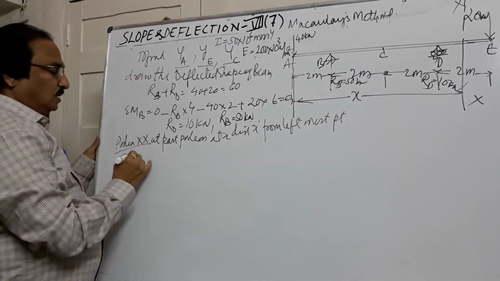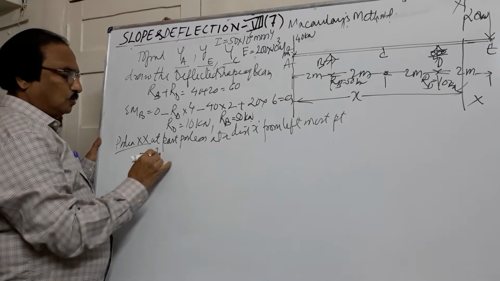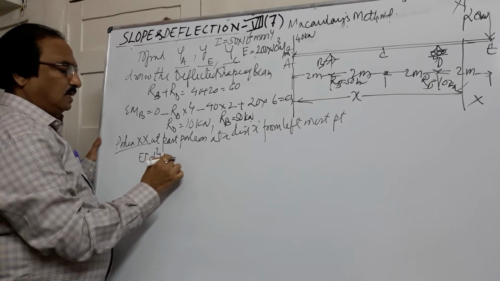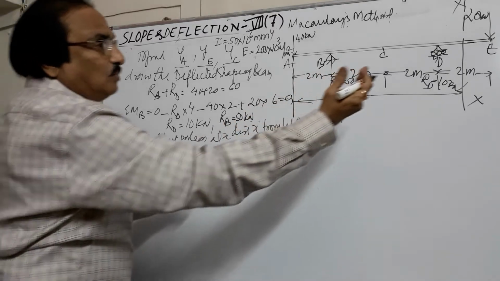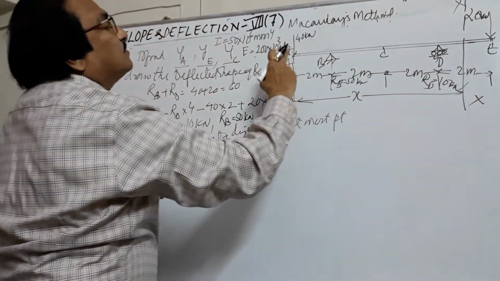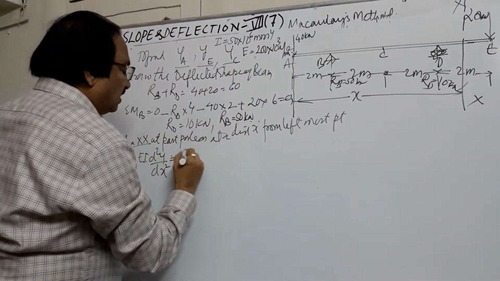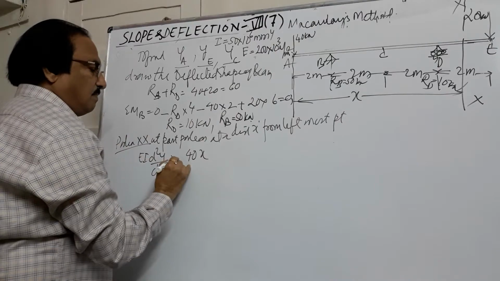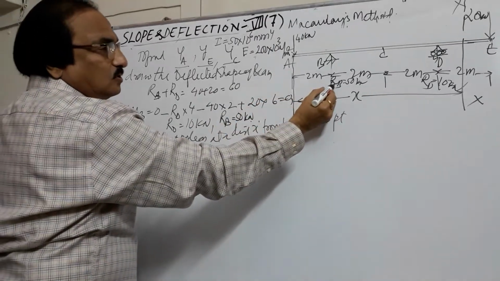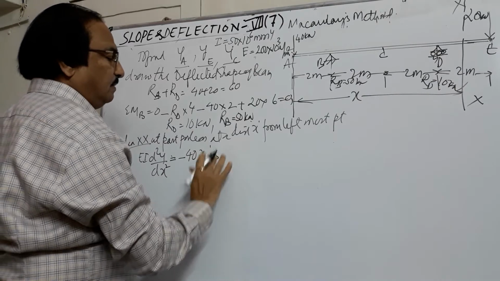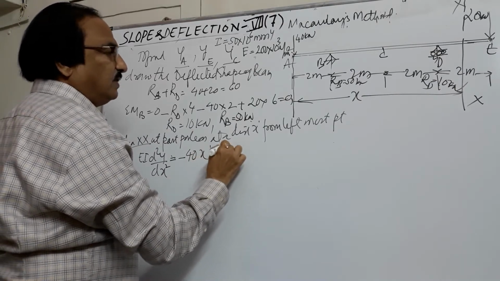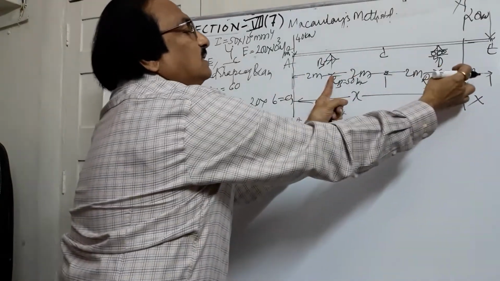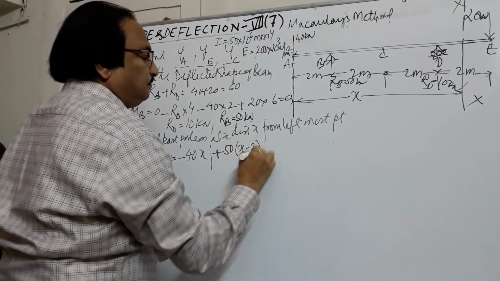Once you do this, you will begin with EI d2y by dx square is equal to, let us write the equation. We are taking moment of all the forces on the left hand side. So let us begin with this 40, and its perpendicular distance is x, down, so minus. Now next let us come to this RB 50, it is up, so plus 50 into, I want this distance from the section, so x minus 2 will be this distance, so into x minus 2, up.